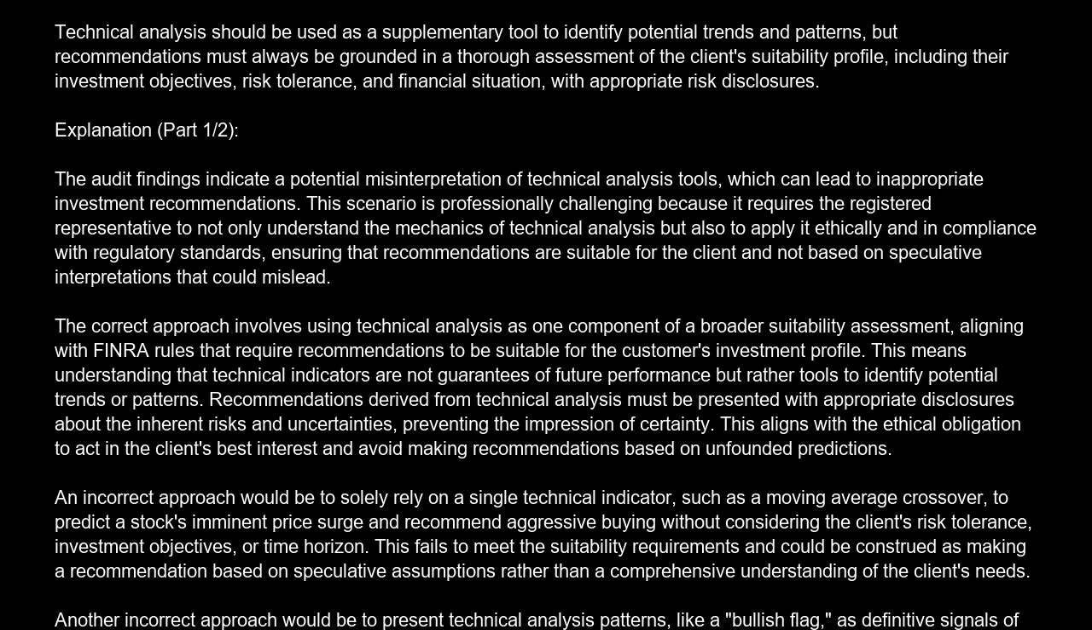based on unfounded predictions. An incorrect approach would be to solely rely on a single technical indicator, such as a moving average crossover, to predict a stock's imminent price surge and recommend aggressive buying without considering the client's risk tolerance, investment objectives, or time horizon. This fails to meet the suitability requirements and could be construed as making a recommendation based on speculative assumptions rather than a comprehensive understanding of the client's needs.